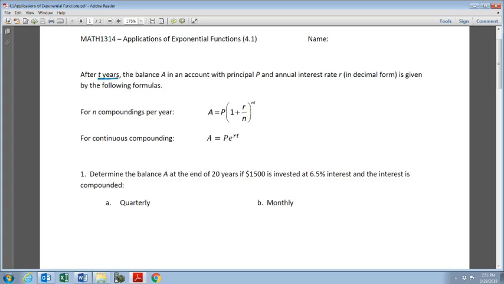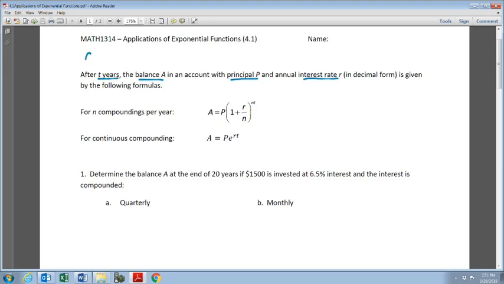The balance A in an account, so we're calling that A, our balance, at basically the balance at time t. In an account with principal P, really principal is what the starting amount is, like when you deposit money into a bank and then you want to start earning interest on it, so that's your principal P. And then the annual interest rate, so that's the amount of interest you're earning per year, and that should be written in decimal form. And so those are the parts, or the variables.